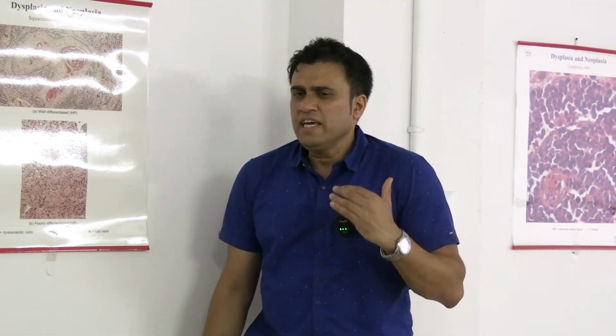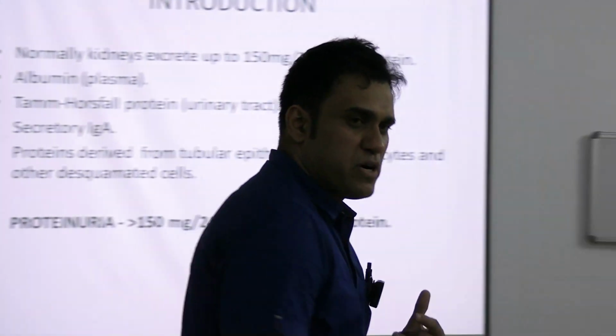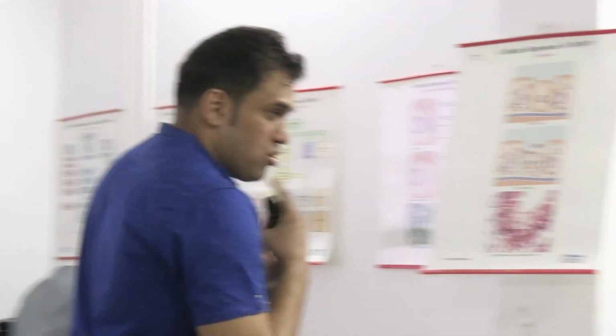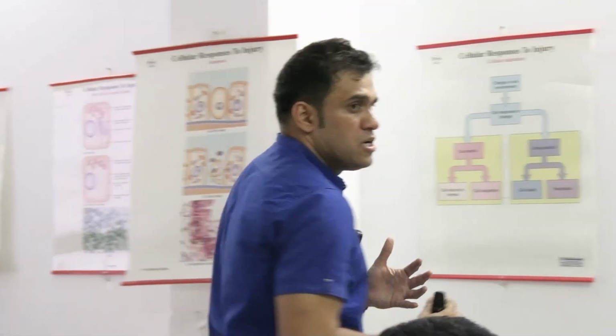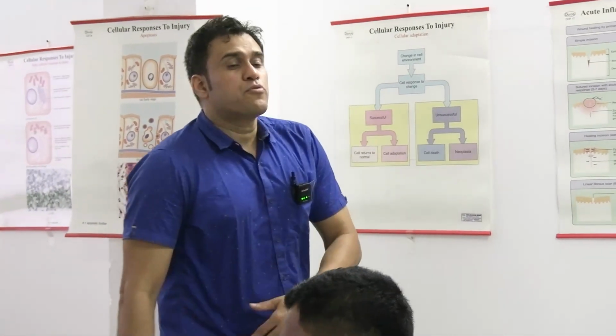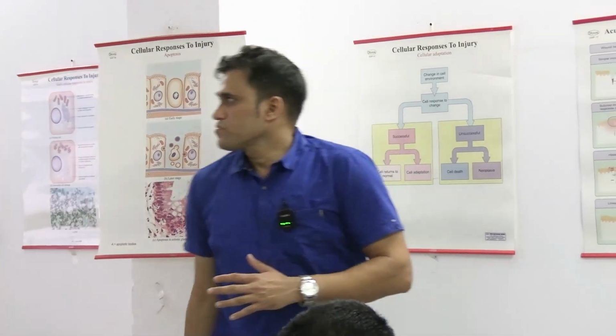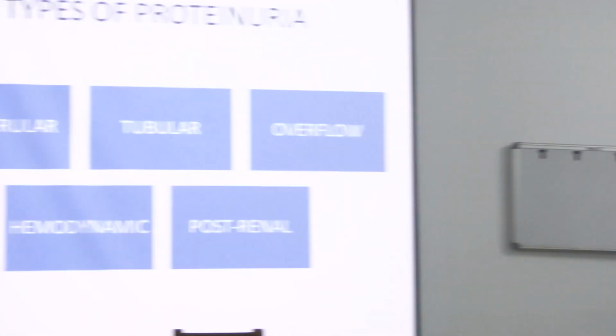So when do we use the term proteinuria? We use the term proteinuria when urinary excretion of protein exceeds 150 milligram per 24 hours. Okay. So what are the various types of proteinuria?